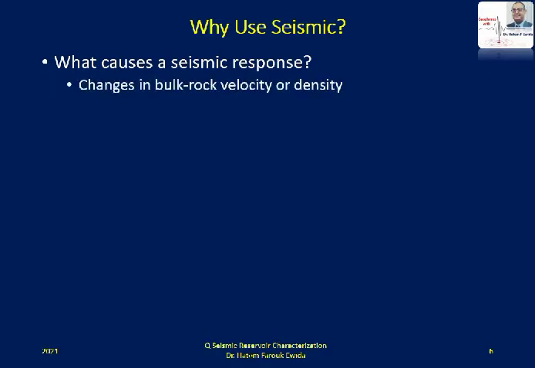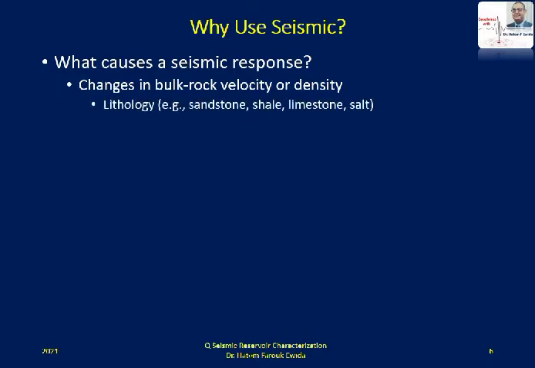As we mentioned before, when I have two successive different rock units, each one of them will have its own density and velocity. And we mentioned before that this velocity is the sound wave propagation velocity within each. So what causes a seismic response is the change in bulk rock velocity or density, or both together.